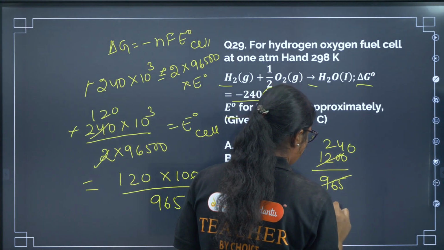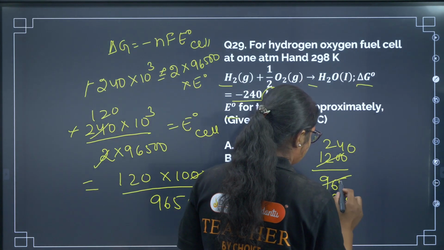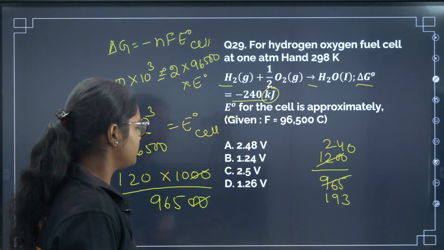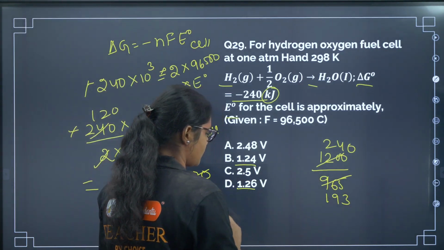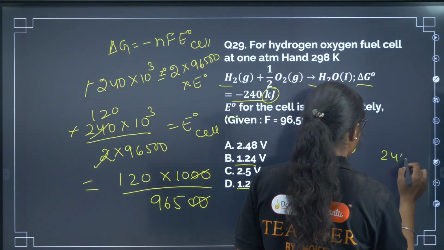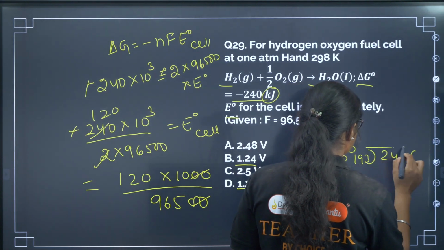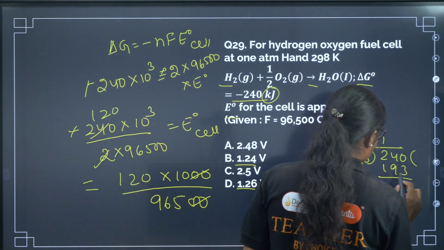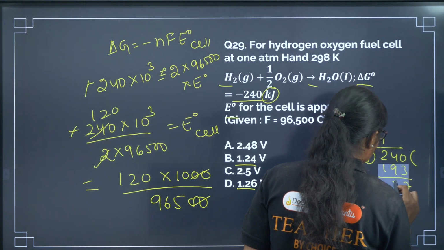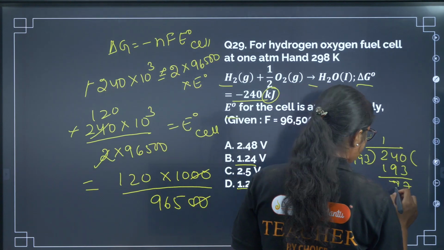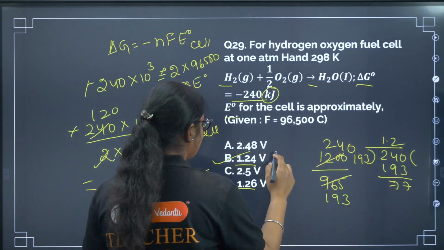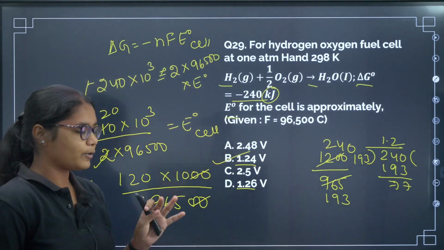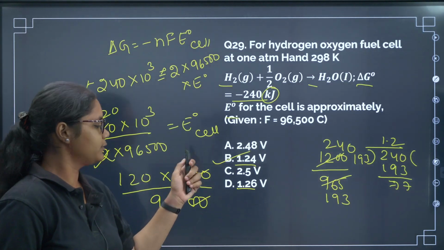If you calculate this one, 240, 193. If you divide, you can see both are very close options. Just check once with division. So around 1.24 you will get. Check this calculation. I think the answer will be somewhere around 1.24. If you have any doubt in this question, you can comment down.